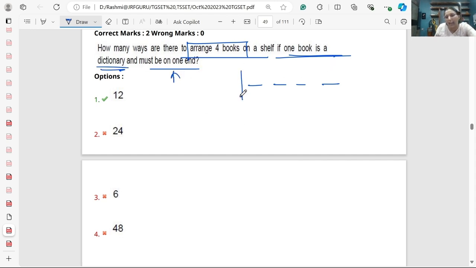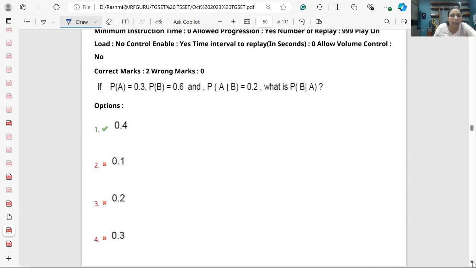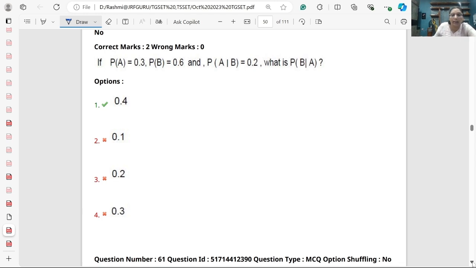So like if the shelf has four locations, either the dictionary will be placed at this end or at this end. So how many ways do we have for the dictionary? For the dictionary we have two ways. After this, three places are left, or three books are left, and they can be arranged in factorial 3 ways. So it will be 2 into factorial 3, or 2 into 3 into 2 into 1, that is 12. So the answer will be 12. In 12 different ways we can arrange the books.